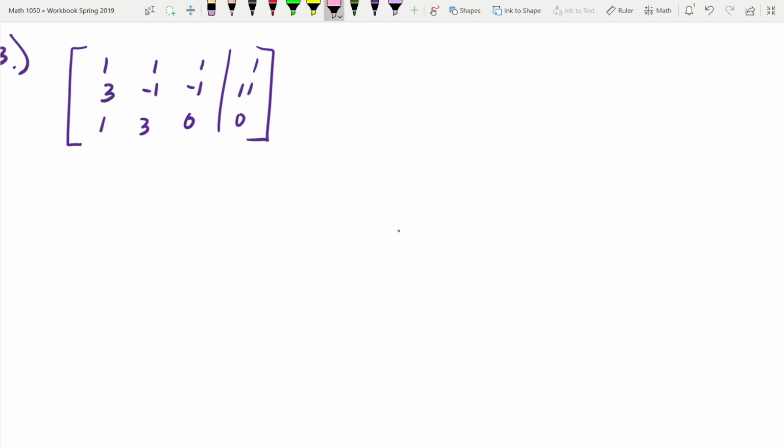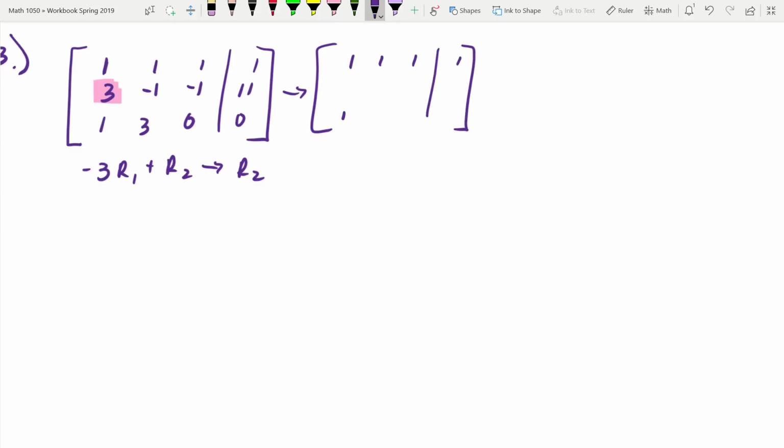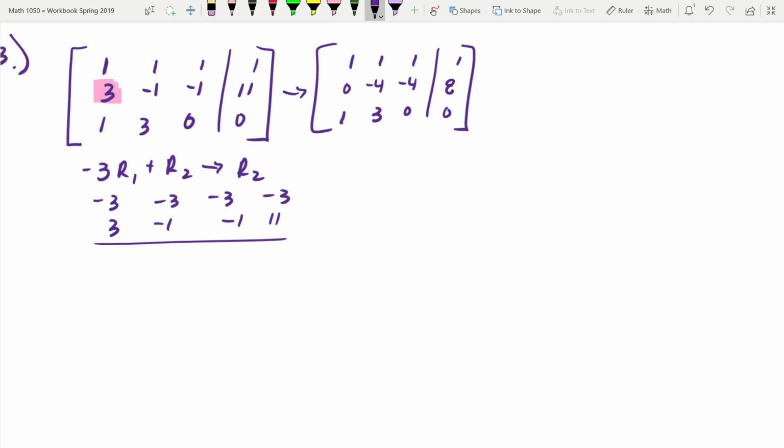So first thing I need to get is a 0 right here. I'm going to use that 1 right there. I'm going to go -3 times row 1, added to row 2, becomes my new row 2. So row 1 doesn't change. Row 3 doesn't change. Distributing -3 across the top, I get solid -3s. Put row 2 underneath it, add those together, and I get 0, -4, -4, and 8.